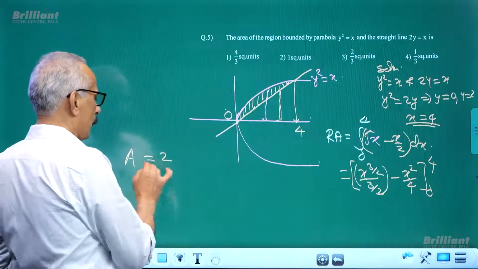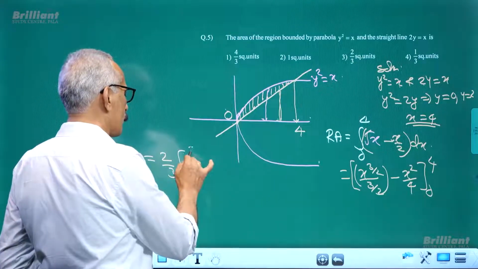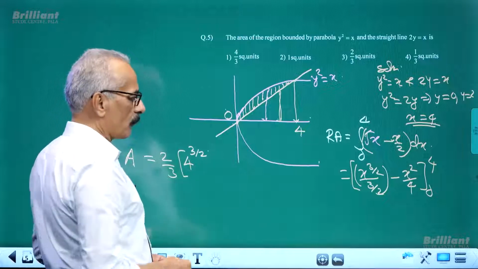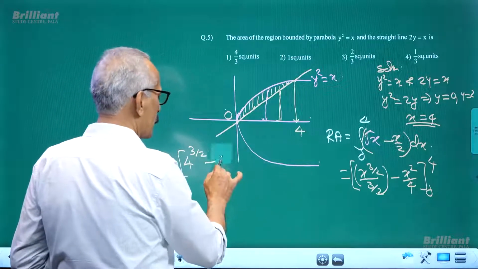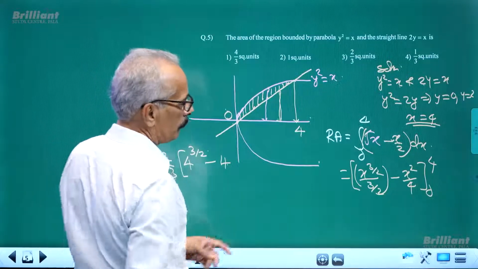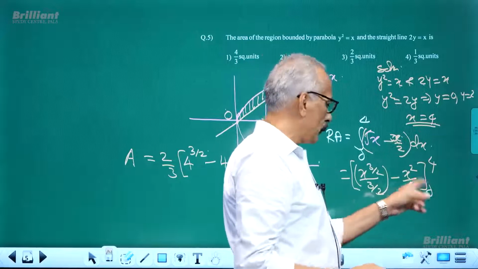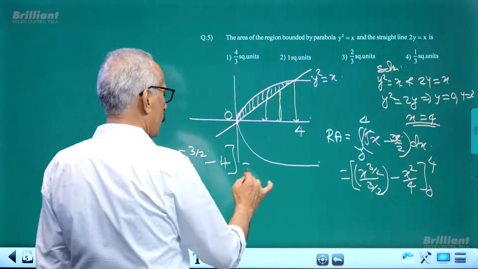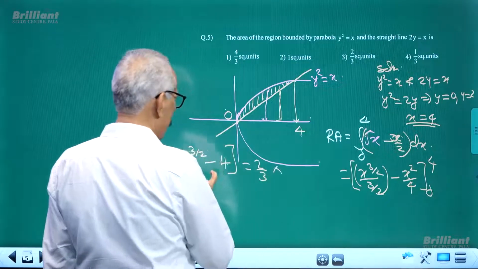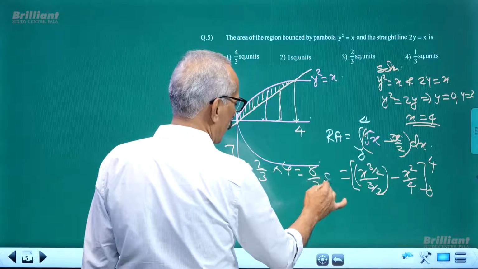That's all. Calculate now. Area will be equal to 2 by 3 into 4 raised to 3 by 2. 4 raised to 3 by 2 means 4 into root 4, that means 8. Minus 4 square by 4, that is 4 only. The integral of x by 2 is x square by 4, and when we substitute 0 it is 0. So this is again 2 by 3 into 8 minus 4, 4. That's equal to 8 by 3 square units.